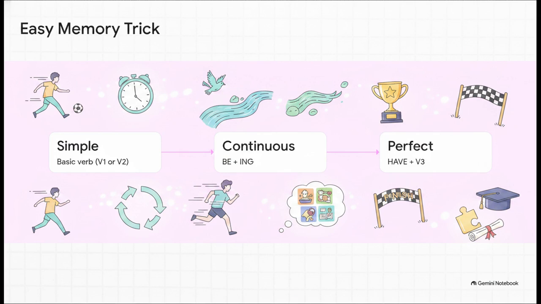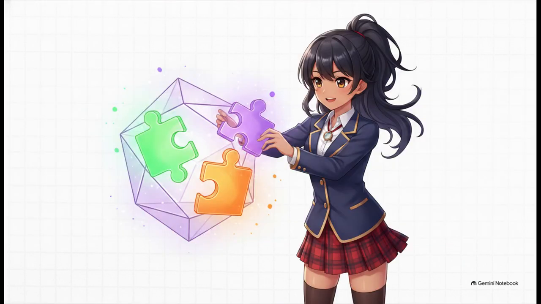Step 1, simple forms, just use the basic verb. Step 2, for anything continuous, you always use a form of the verb to be plus an ing verb. And step 3, for anything perfect, always use a form of have plus the third form of the verb, which is the past participle.